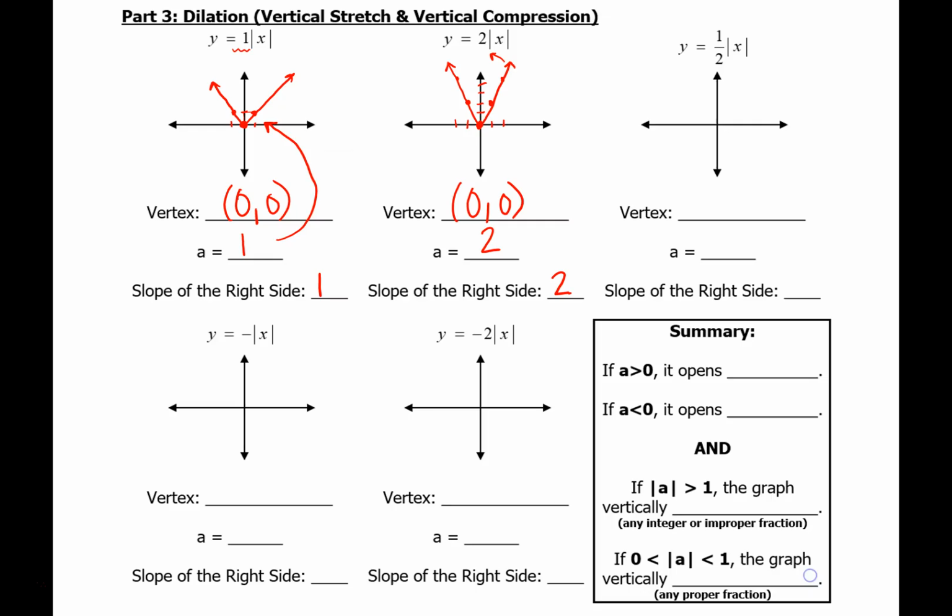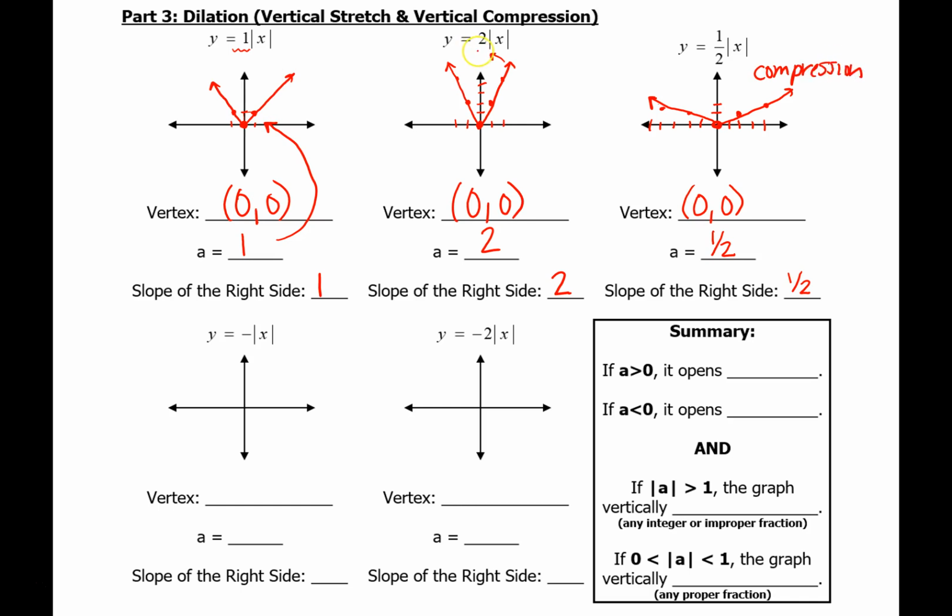So let's record that. Our vertex did not change. It's still 0, 0. Our a value was 1/2 this time, which means our slope on the right-hand side was 1/2. We rise 1, run 2 this time, and we make our other side match: rise 1, run 2. So we get a much wider V than our original. We get what's called a compression.